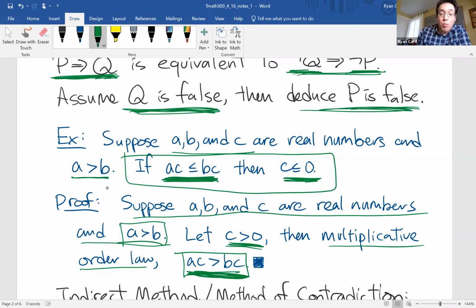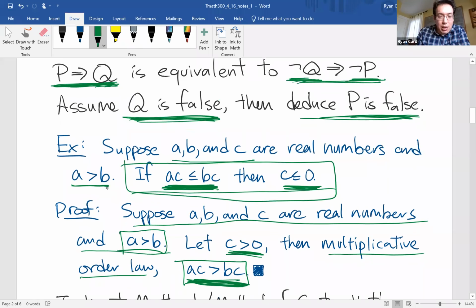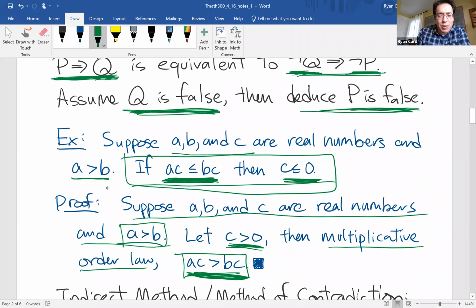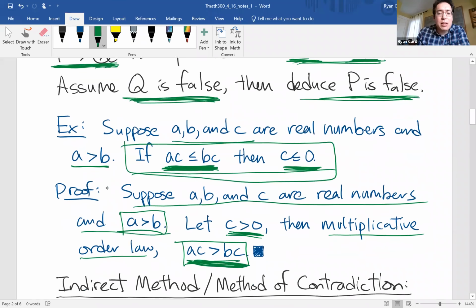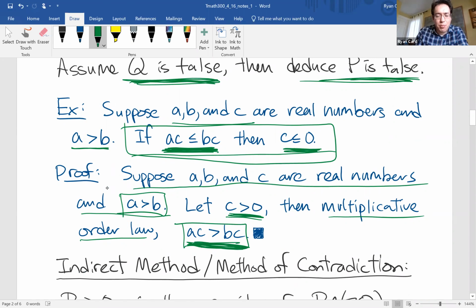So what we just did is the proof of this implication. It's a little bit hard to wrap your head around at first, I think. But sometimes this is the more straightforward thing to do. Okay.